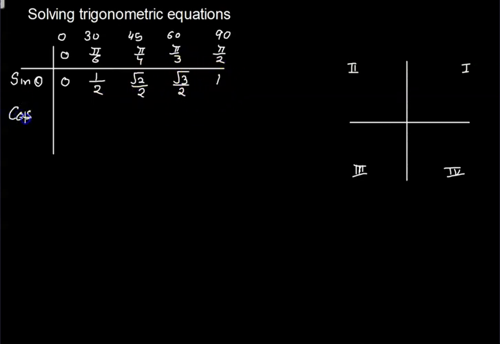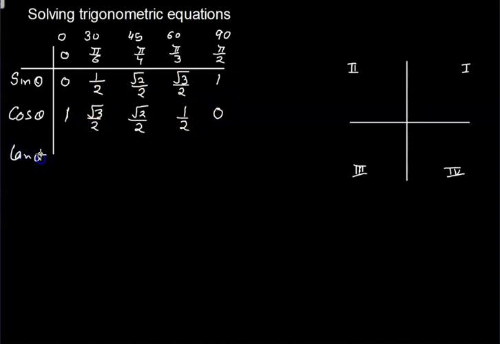And the cos theta is just the reverse of sine theta. Sine theta is an increasing function, but cos theta is a decreasing one. So it starts decreasing from 1. At 0, it is 1. Then square root 3 over 2, then square root 2 over 2, then 1 over 2, and finally it reaches 0. So you can see the values of cos theta are the same as in the first row, but they are in reverse order.